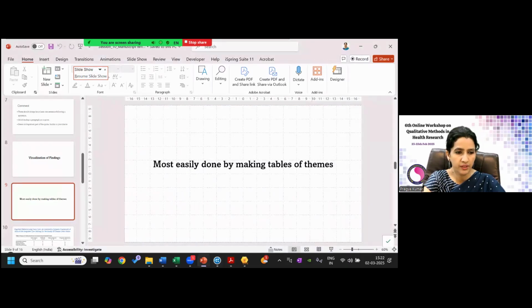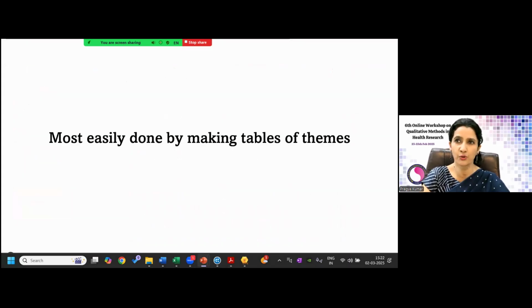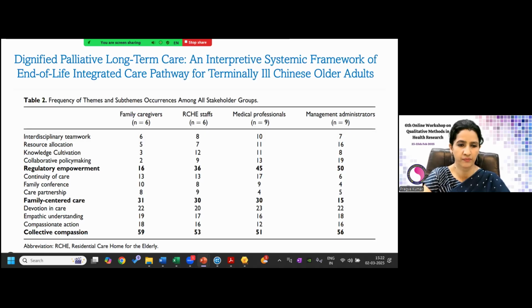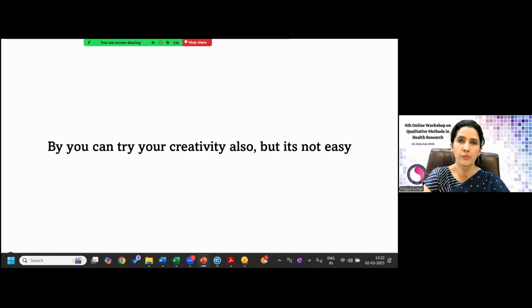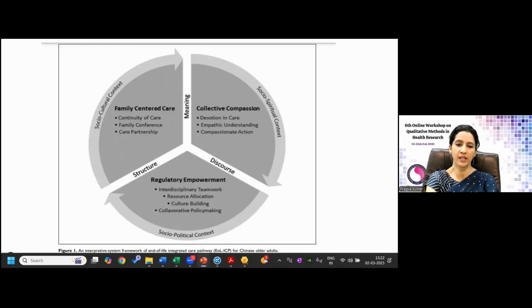Like I said, the most easily done is making tables of themes. That is the most common, because all of us can do that. You can try some more creativity also, like Ria tried this on Microsoft Word. This is one way of using some interpretive framework that a person has used.